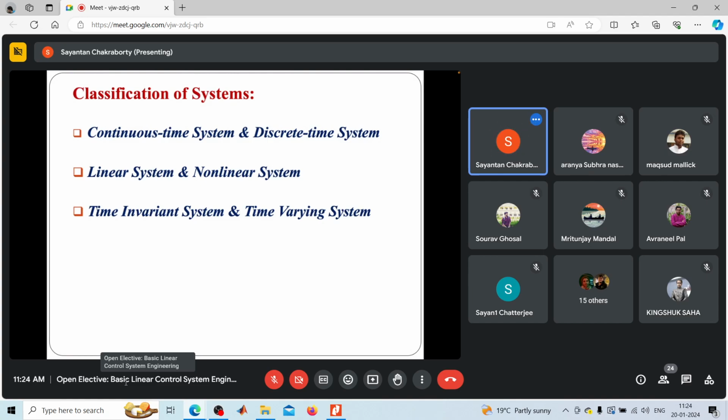Or you can say, if you give an input at any instant of time, the system will react to the input in the same manner. It doesn't depend on the instant at which you are giving the input signal. It will behave in an identical manner. On the other hand, the time varying system may behave in a different manner depending upon when you are giving that particular excitation. Say, the human body is basically a time varying system.